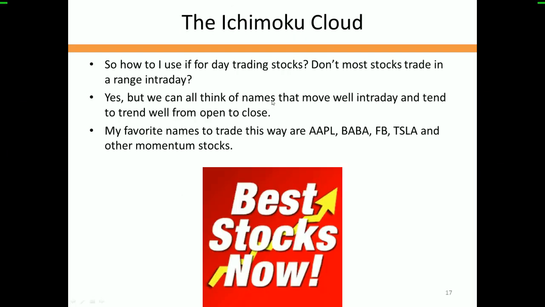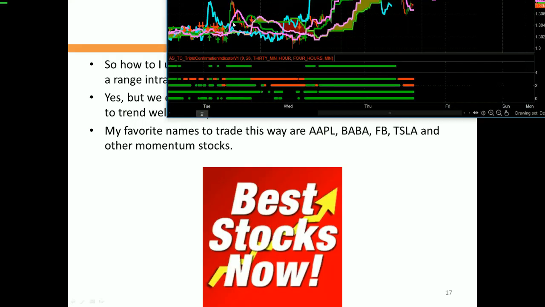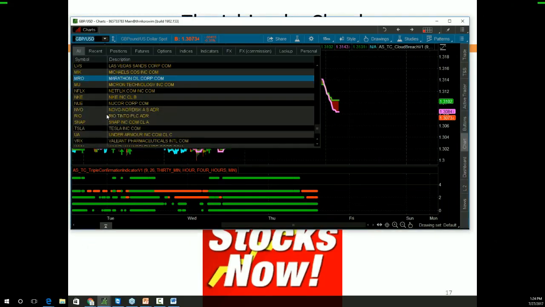So I use this a lot. I have 6 main stocks that I trade every single day. Those are Apple, Baba, Facebook, Tesla, Netflix. Okay, so someone wants to look at the pound Kiwi.